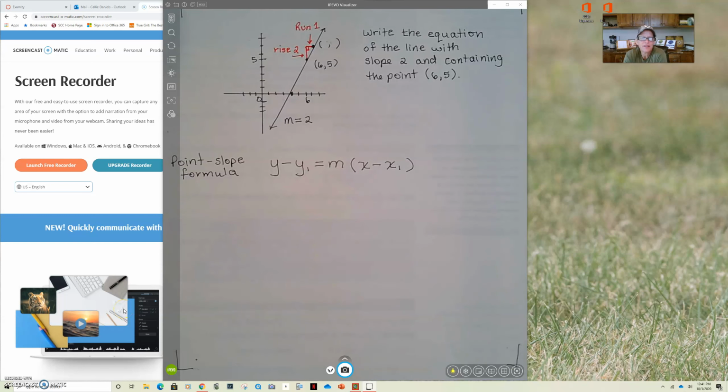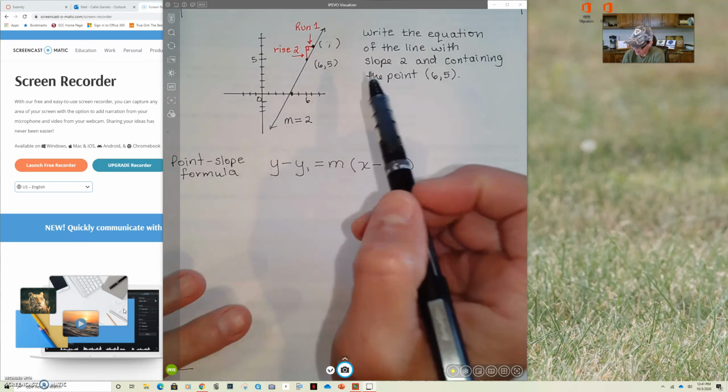Hello students, in this exercise we're going to write the equation of the line with slope 2 and passing through, or you might say containing, the point (6, 5). Now I've graphed this line.